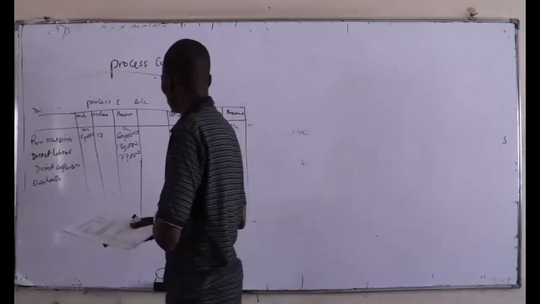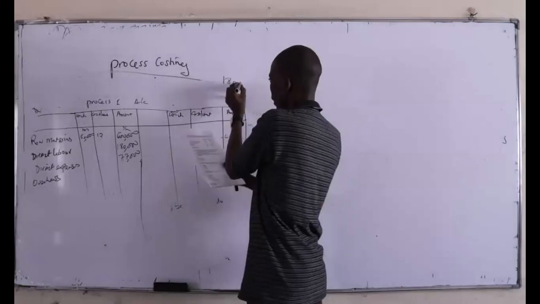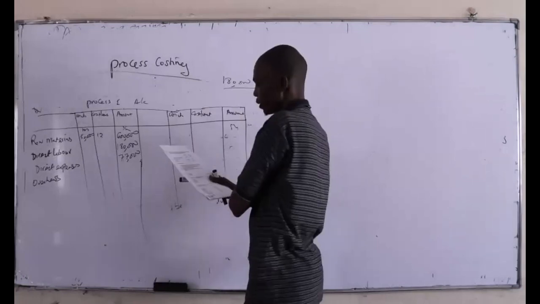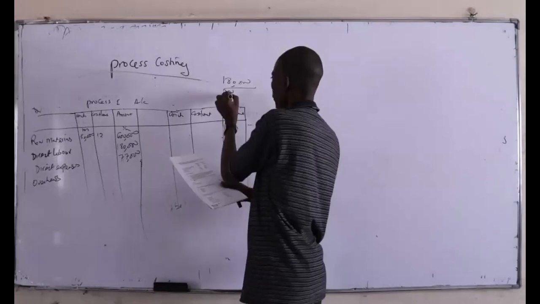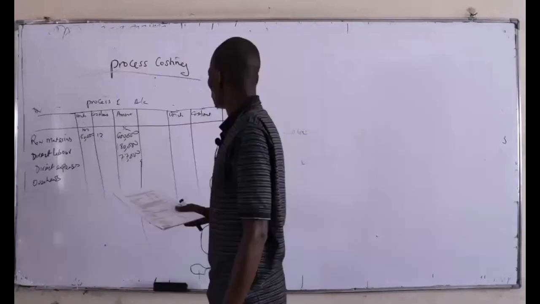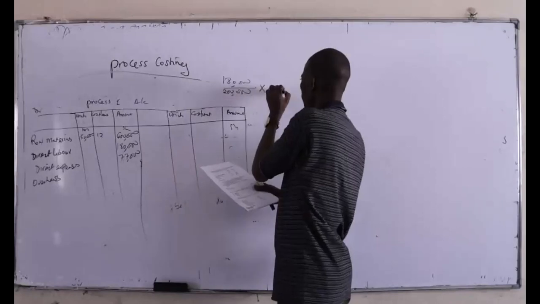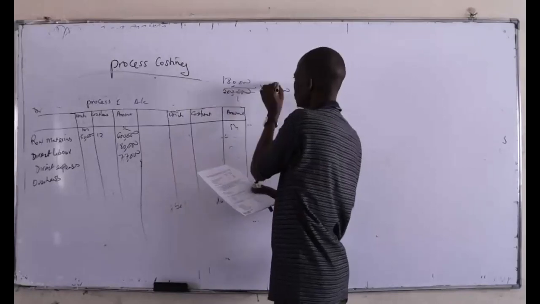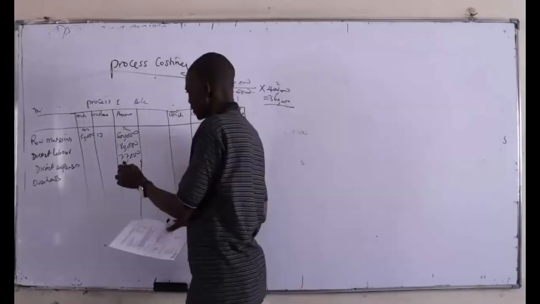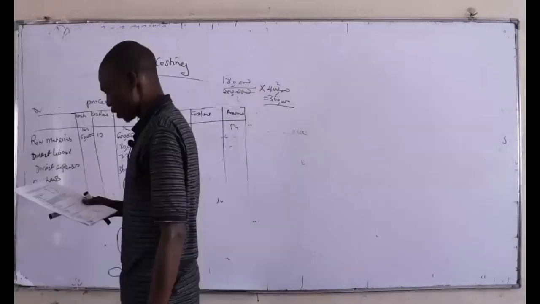So this process, it is 180. The total is 180 plus the one which is incurred in process 2, that is 20,000, giving you 200,000 shillings. So the proportion of the overhead that should be absorbed by this particular process should be 180,000 over that total amount, times the overhead, which is 400,000. So this gives you 360,000. So for this process, the overhead will be 360,000.